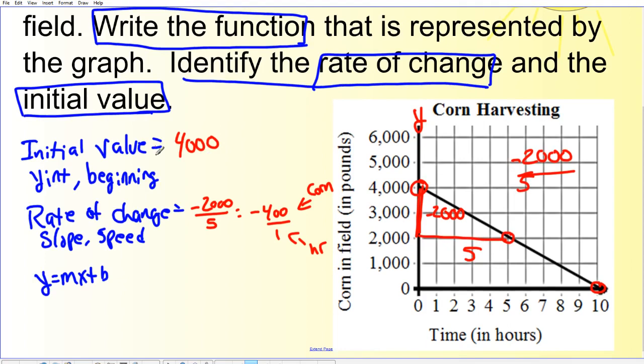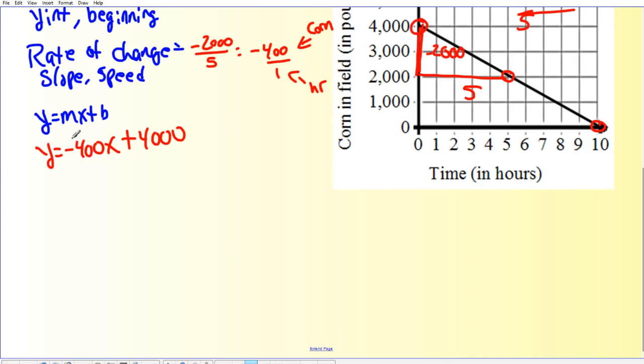So I have my initial value, how much corn is in the field at the beginning of the problem. I have my rate of change, the speed at which they're taking the corn out of the field, and that gives me my equation, y equals negative 400, that's my slope, my speed, my rate, x plus 4,000. That's my initial value. So this is my slope-intercept form, also my rate initial value form.